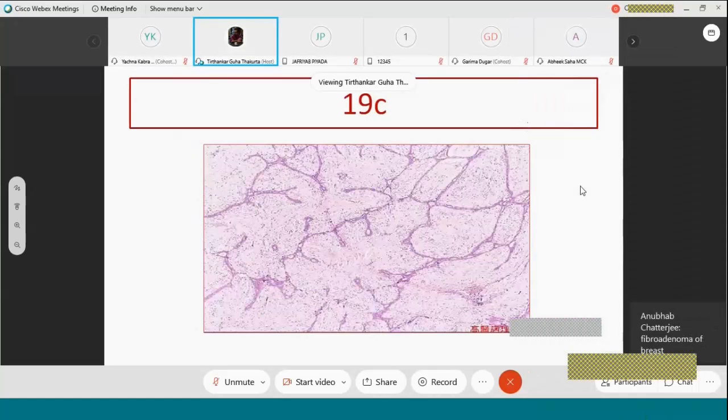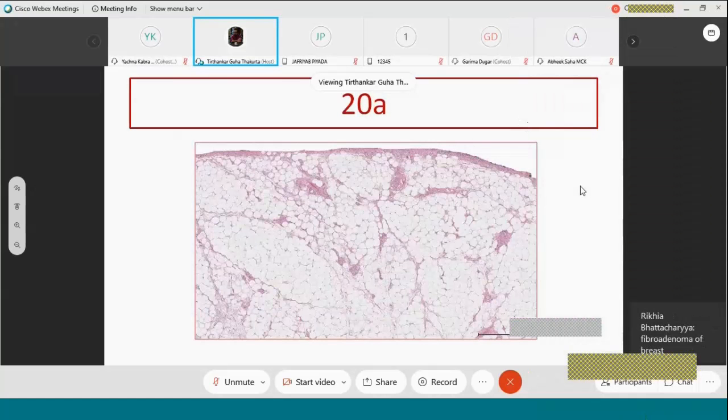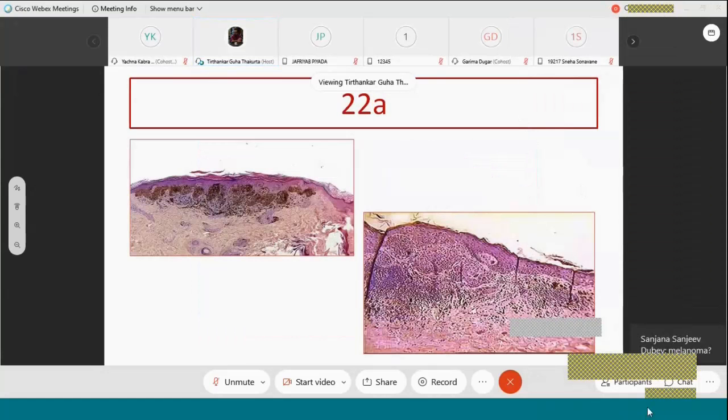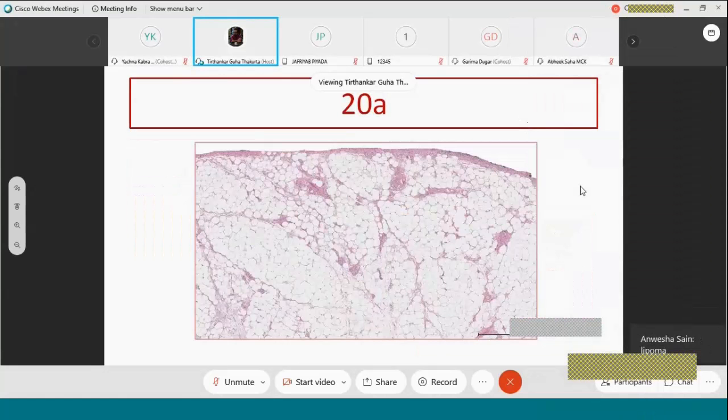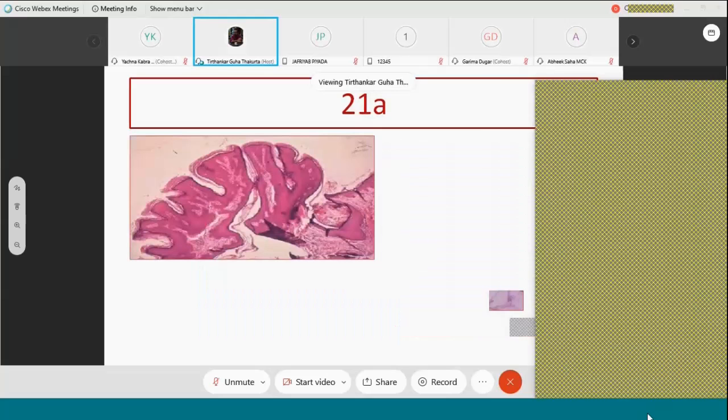What is the name of this tumor? Wonderful. This is lipoma. What is this tumor called?